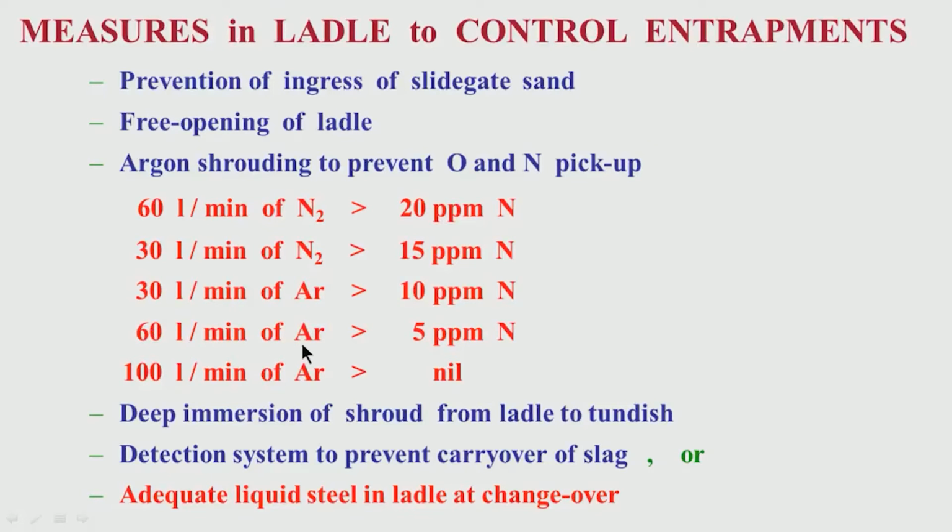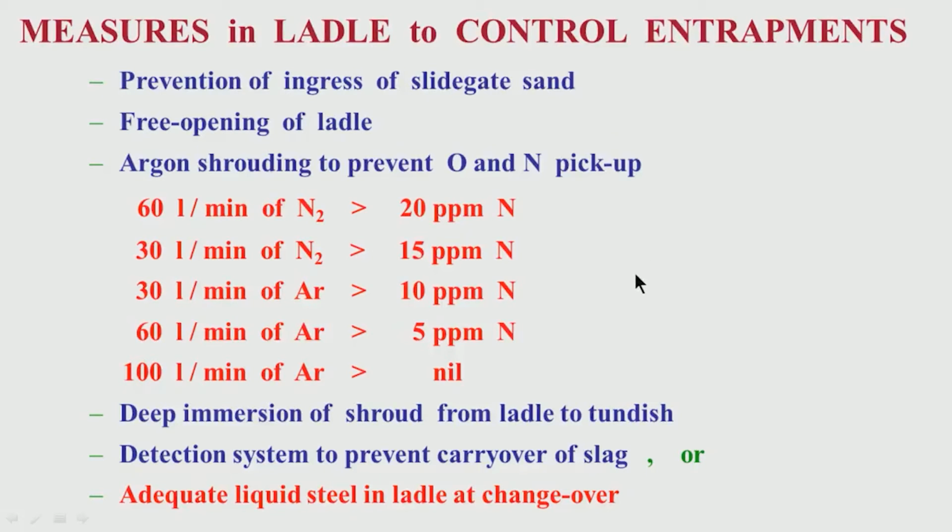If you pass 60 liters per minute of argon through the shroud, even then there is a small amount of nitrogen ingress, 5 ppm. Where is the nitrogen coming from? From the air. That means some amount of air is still entering the system. If you use 100 liters per minute of argon, then there is no nitrogen pickup, and if there is no nitrogen pickup, there will be no oxygen pickup as well, because no air ingress is taking place. So, 100 liters per minute of argon, it has been found experimentally, is desired to control oxygen and nitrogen pickup. This is very important.